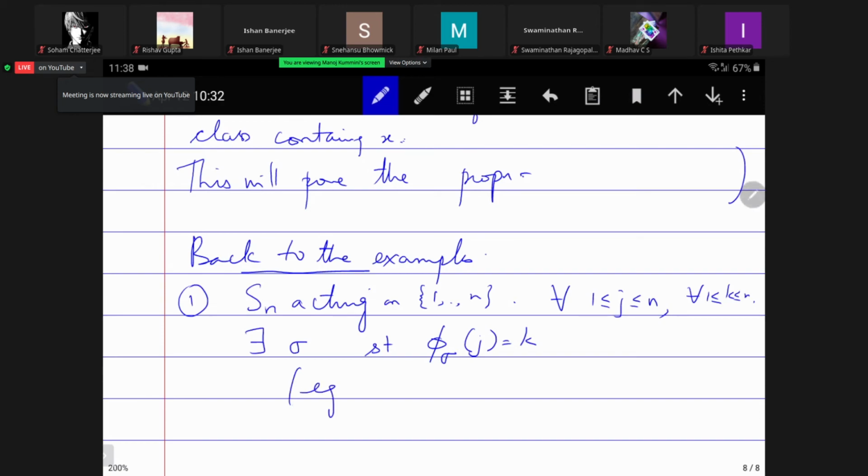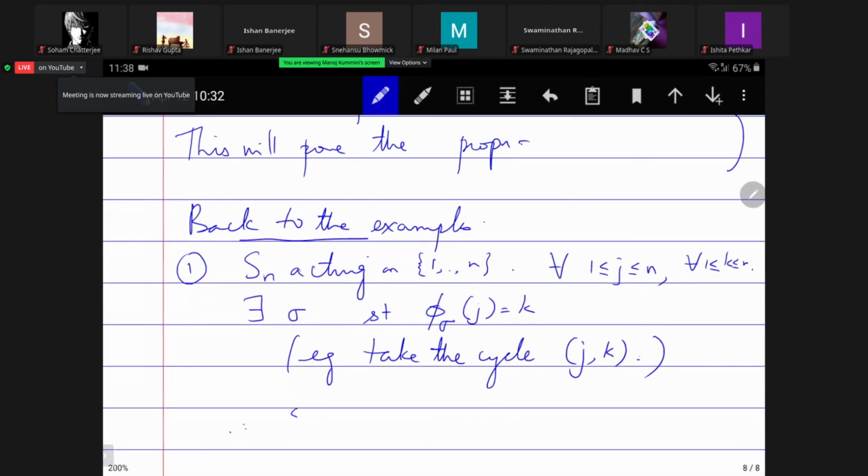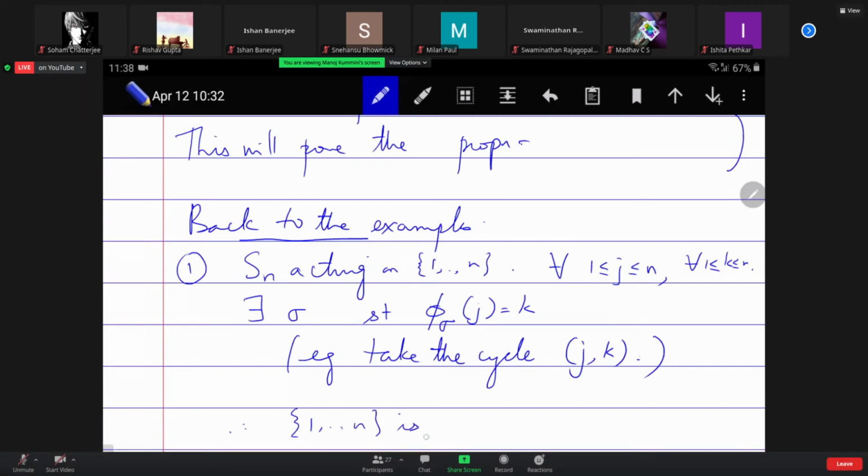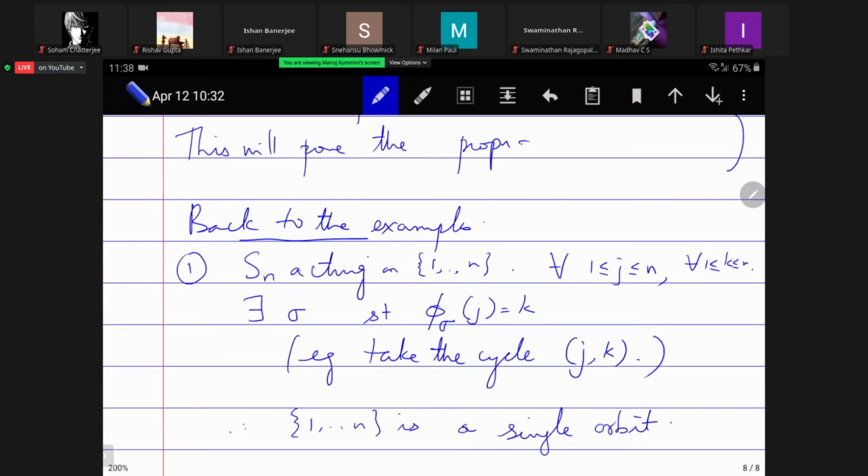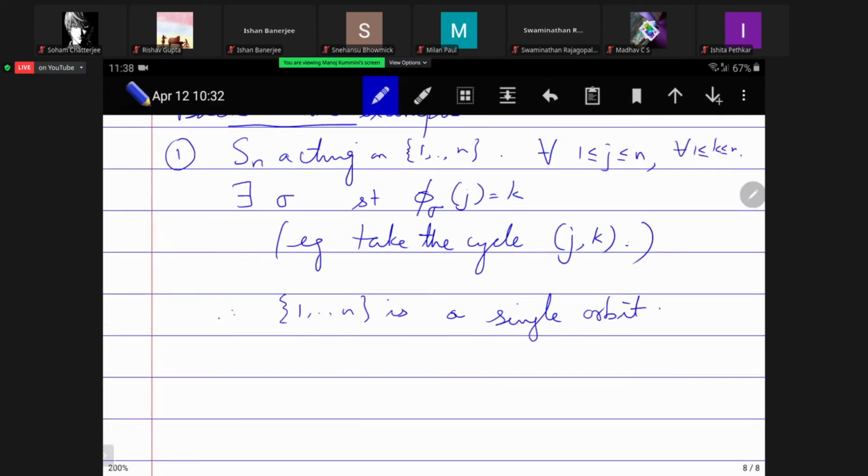So, for example, take the cycle (j k). Okay, this has this property. So therefore, 1 through n is a single orbit. So this is one example. We'll just go slowly, one example at a time.